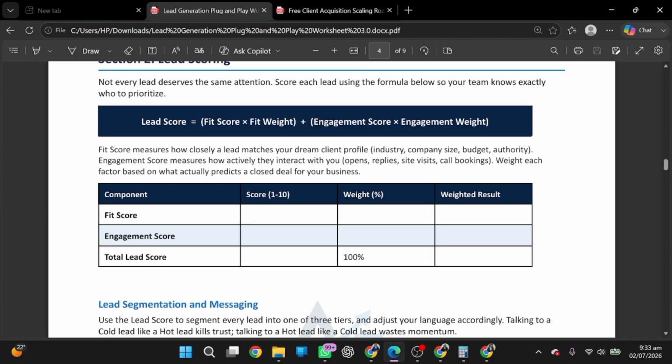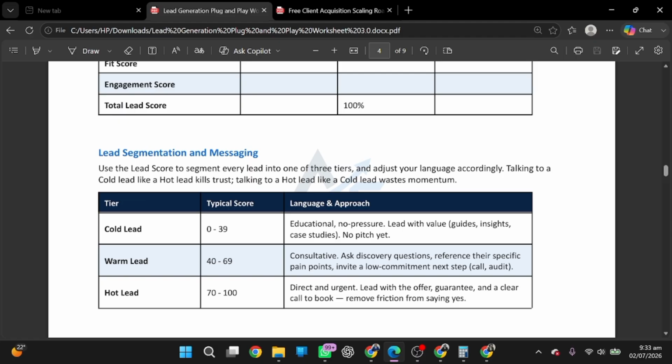Fit score measures how closely a lead matches your dream client profile. Is it by industry, company size, budget, authority? Engagement score measures how actively they interact with you: how many times they open your email, how many times they reply to you, how many times they visit your website, how many times they get on the calls you're booking. Each weight factor is based on what exactly predicts a closed deal for your business. We want to measure your lead score, then we know who to give the most attention.